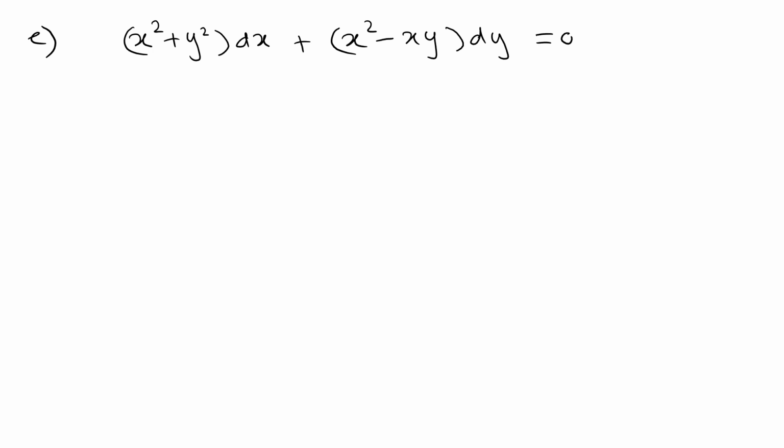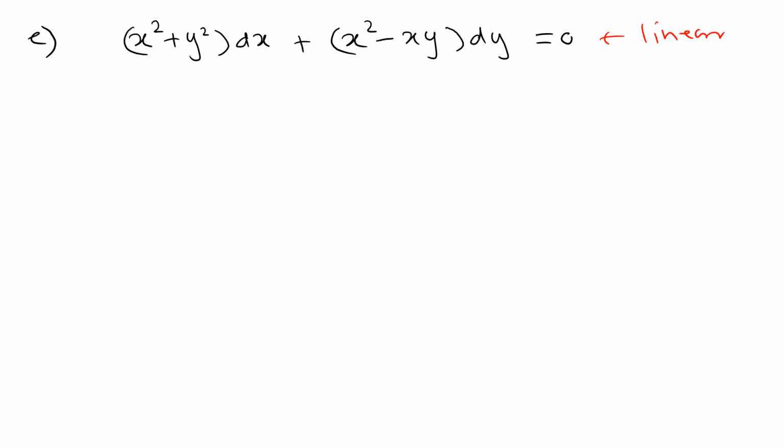So we have (x squared plus y squared) dx plus (x squared minus xy) dy. This is what we normally call the differential form, not the normal form. But we can see this one is also homogeneous. When you write the normal form, this is what you get.